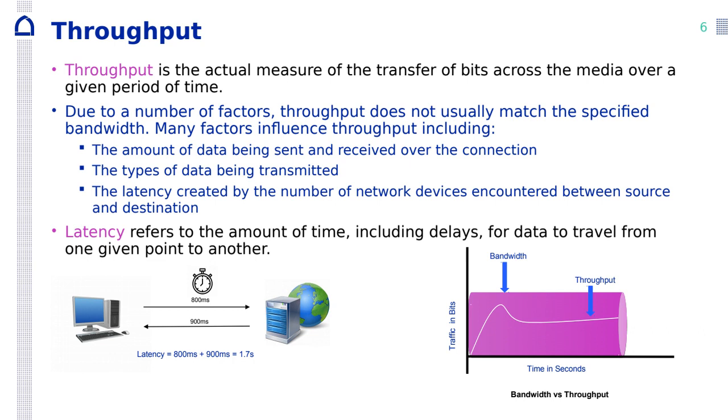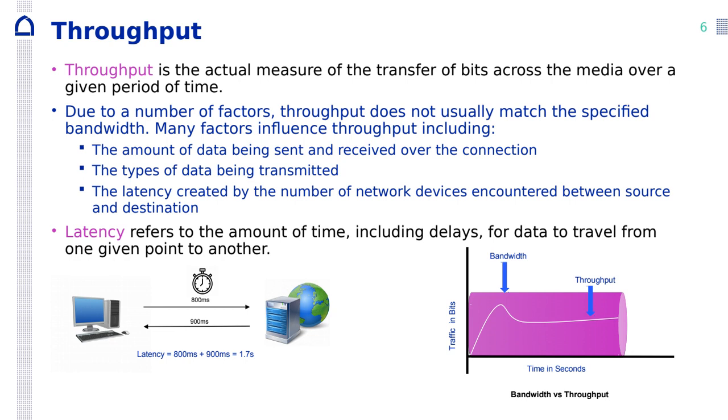Throughput is the actual measure of the transfer of bits across the media, and how much data is actually transmitted. If we go back to my example, how many cars actually cross the road? Throughput. Is it always as big? Can throughput be faster than bandwidth? We'll see. Usually throughput is less than capacity.